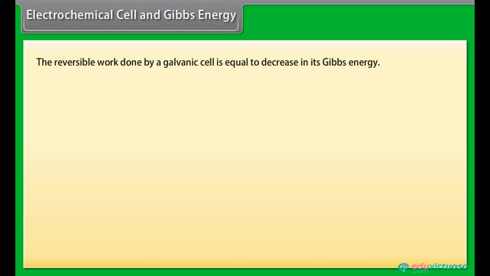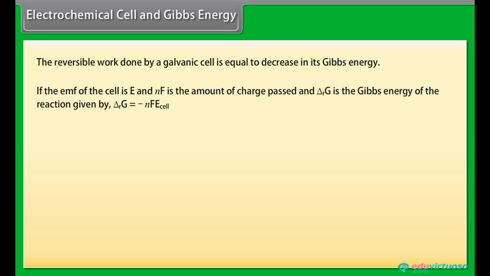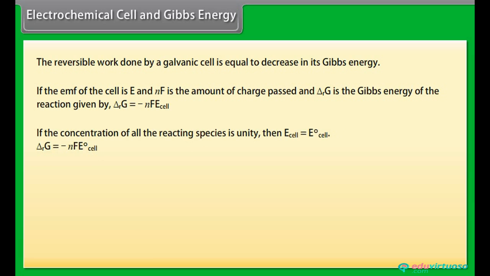Electrochemical cell and Gibbs energy. The reversible work done by a galvanic cell is equal to the decrease in its Gibbs energy. If the EMF of the cell is E and nF is the amount of charge passed, and delta rG is the Gibbs energy of the reaction, it is given by delta rG is equal to minus nF E cell. If the concentration of all the reacting species is unity, then E cell is equal to E naught cell. Delta rG is equal to minus nF E naught cell.